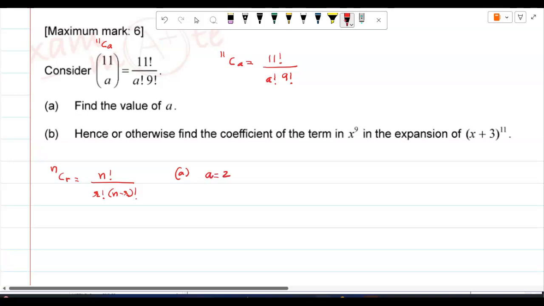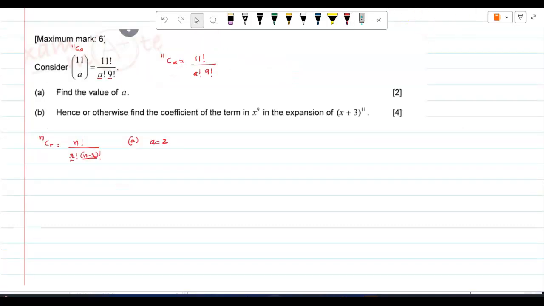Are you following? Sometimes you don't have to solve, you have to observe what it is. These two terms will add up to N, like the powers of A and B adding to N. Similarly, these two add up to N. So if this is A and this is 9 and this is 11, then A is 2. That's it. Now this is simple. This can come in exam. These simple trick questions. So first part is your A plus 9 will add up to 11. So your A is 2.